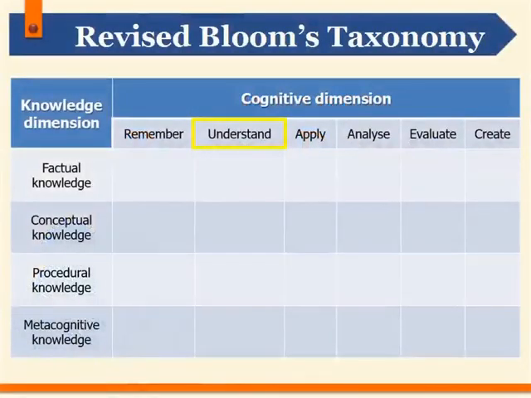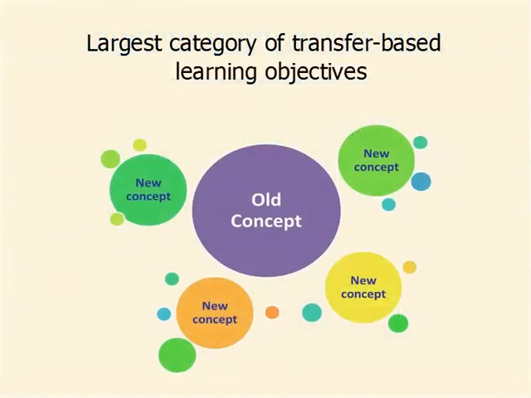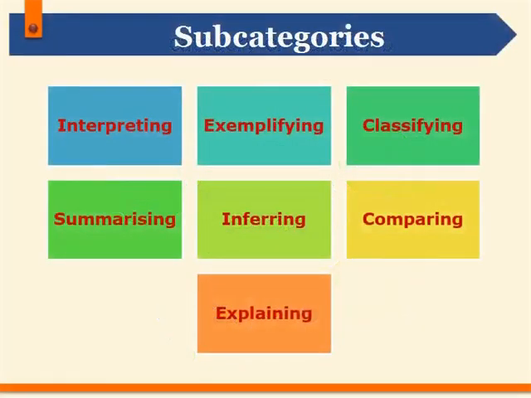Let us see the second level of cognitive process dimension, understand. Understand takes place when the learner connects new concepts to the older pre-existing concepts, thereby building and expanding the schema. Understand is the largest category of transfer-based learning objectives. These are the subcategories of the cognitive process understand. In other words, when a learner is doing any of these activities while learning, she is understanding the content.